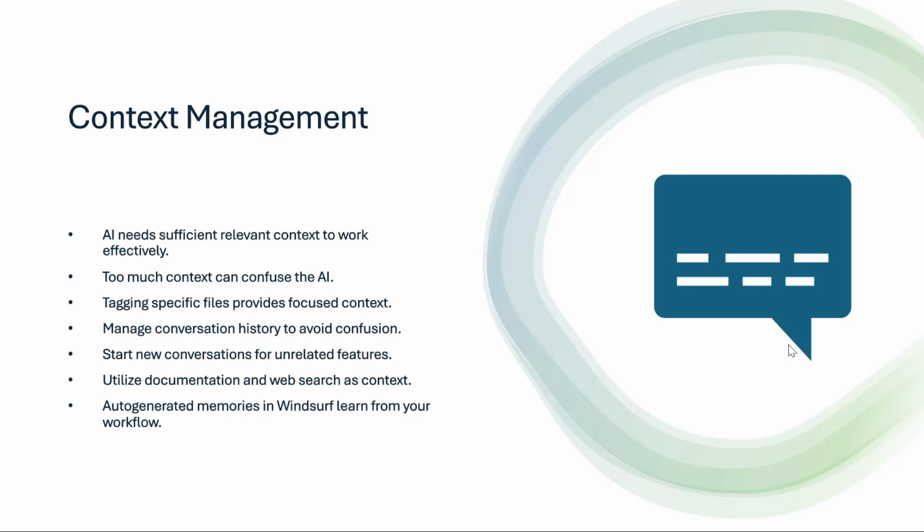You can always reference parts of earlier conversations if needed, but a fresh start can prevent confusion. Both Cursor and Windsurf offer additional ways to provide context. You can often tag official documentation or provide web links for the AI to reference. Cursor even allows you to include images as visual context. Windsurf takes context management a step further with auto-generated memories, where the AI learns your preferences, technologies you use, and even your project architecture over time, reducing the need for repetitive prompting.